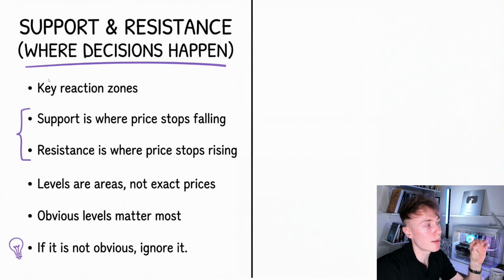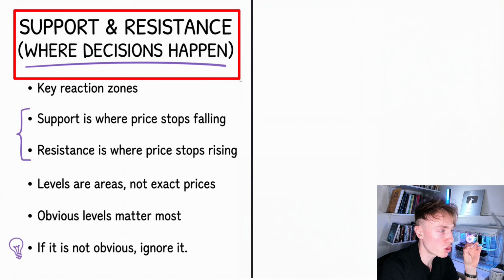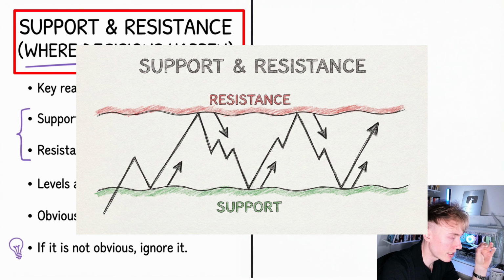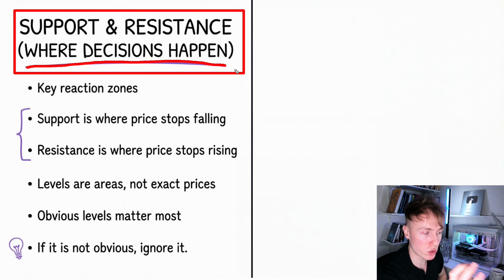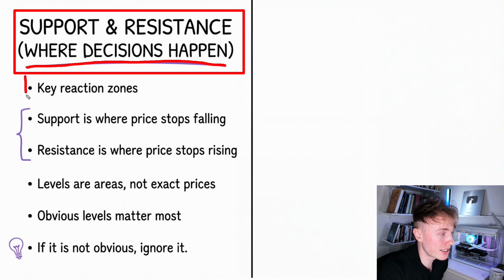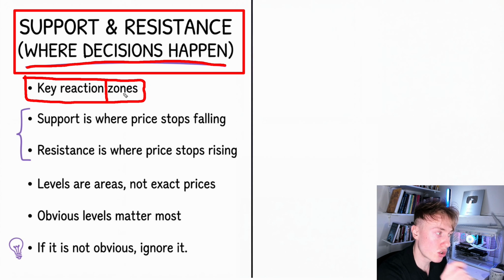Alright, so now the time has finally come to learn about support and resistance, and this is basically where the decisions happen, I would say the most important decisions on the chart. Another word for this is key reaction zones. And this word right here, zones, is very important to have in mind when we talk about support and resistance.